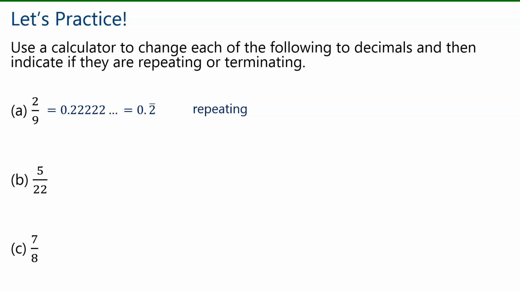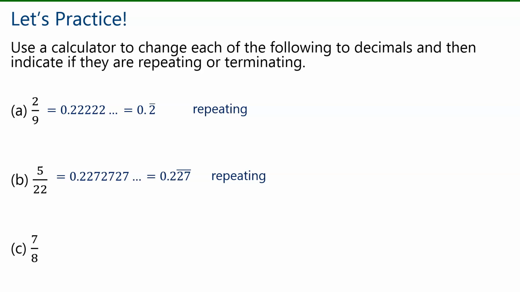Now 5 divided by 22, I get this on the calculator, 0.2272727, and so on. So it would be represented like this using bar notation, 0.2 and then the bar over the 2 and the 7. So I'll write repeating for this one as well.